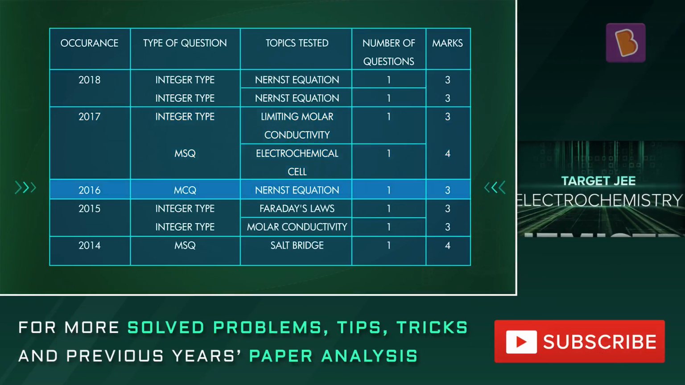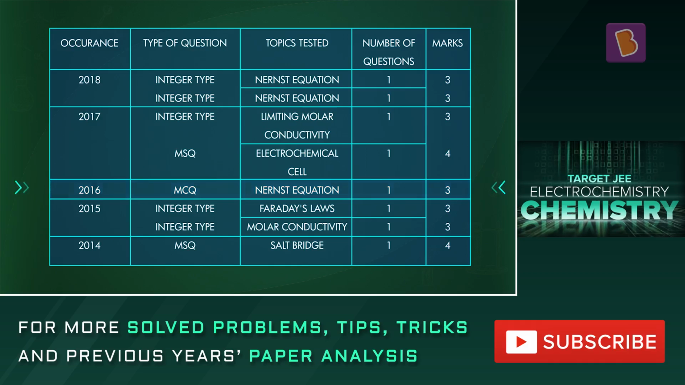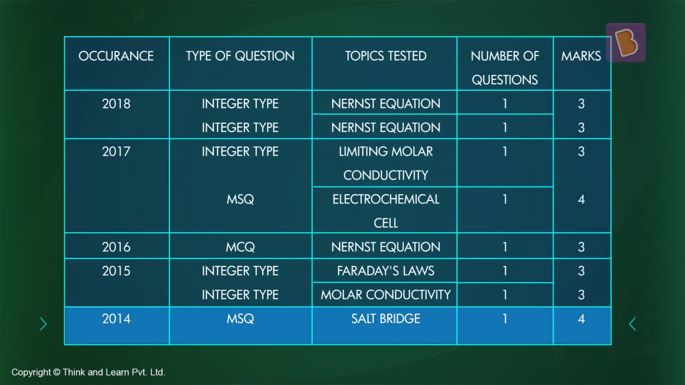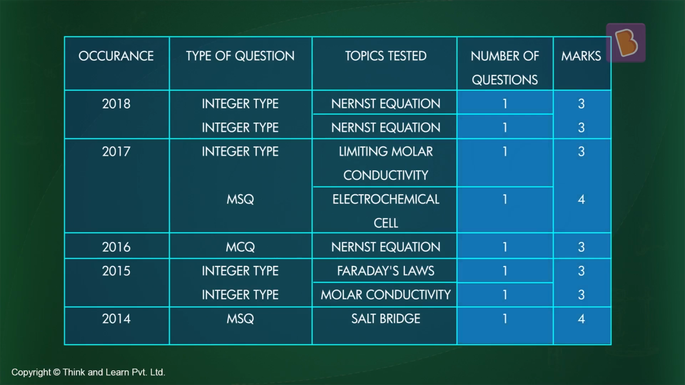2016, one MCQ asked on Nernst equation again. 2015, two integer type questions, one on Faraday's laws, the other on molar conductivity. 2014, one MSQ on the theory of salt bridge. So the chapter was thoroughly covered in the last few years and a lot of weightage given to it.